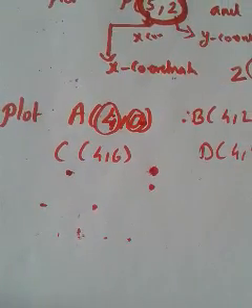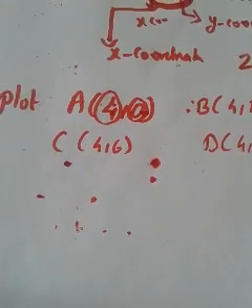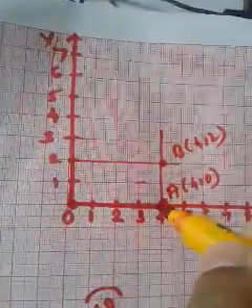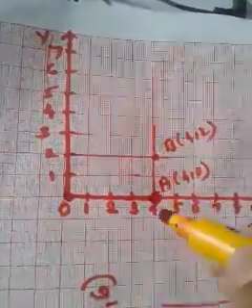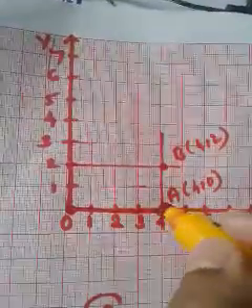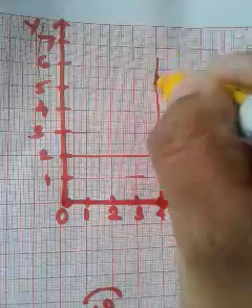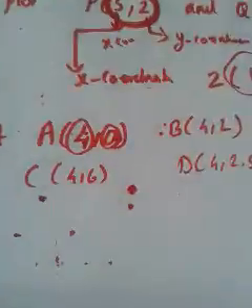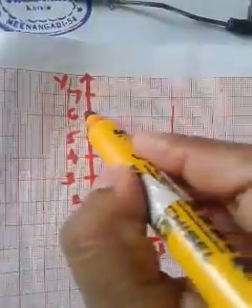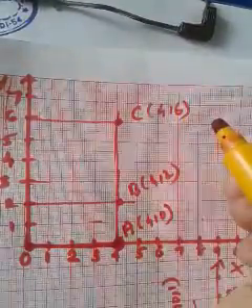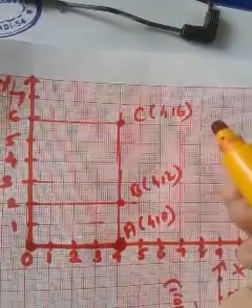C (4, 6). That means from the x-axis 4 itself, but from the y-axis 6. Corresponding to 4, we have drawn a line already, no? But from the y-axis, 6, no? This will be the point C (4, 6). Any problem? I think it is almost clear, no? You are getting the things, no?